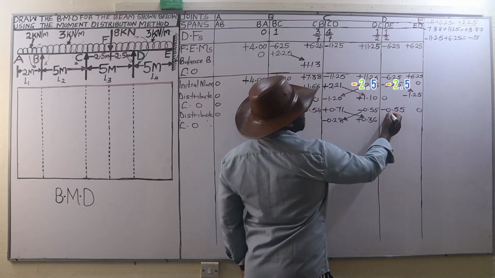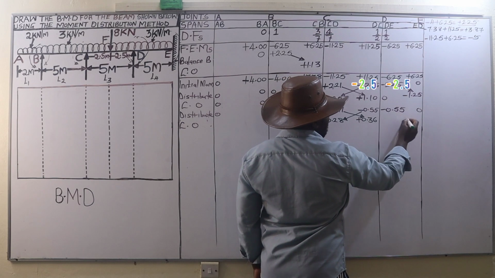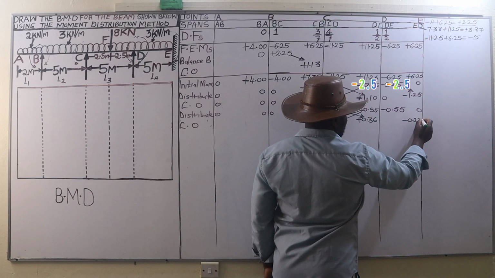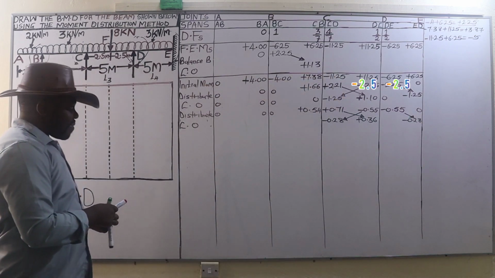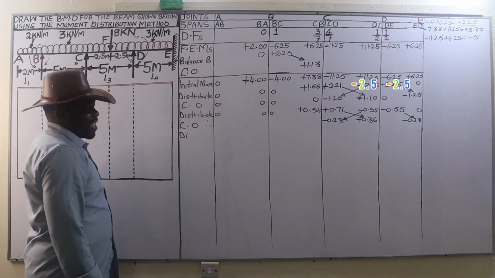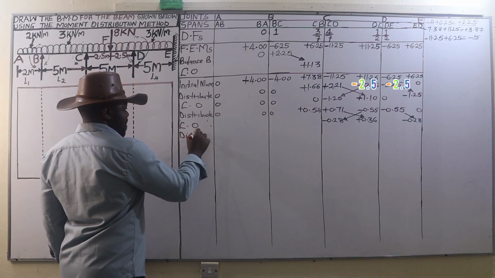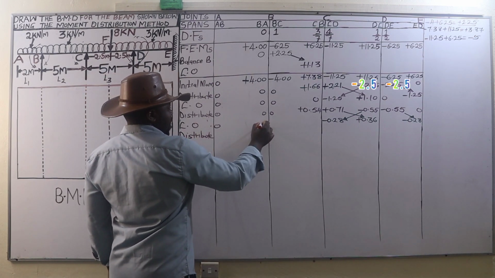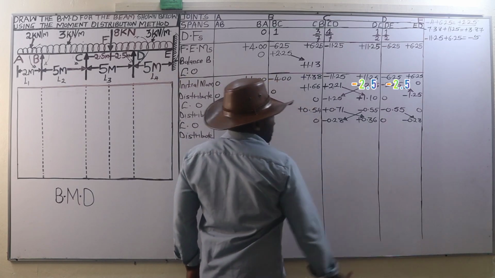And then we do the same on this side. We carry half of 0.55 from joint D to joint E, which is going to be negative 0.28. After carrying over, we distribute again, since we haven't yet reached the required degree of precision. So distribute. The other parts on the carryover part are going to be zeros.